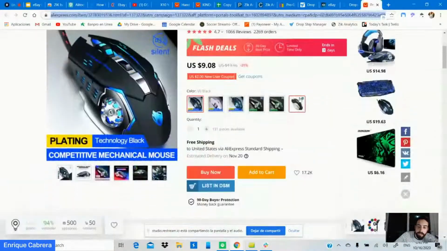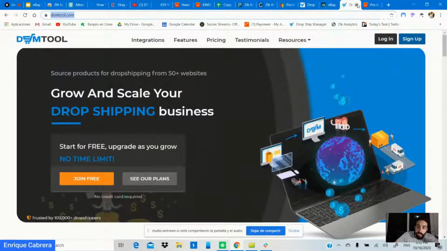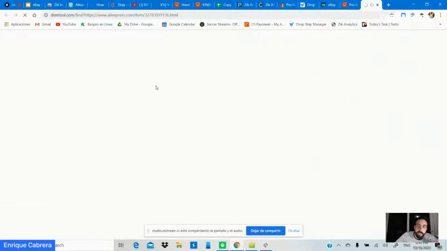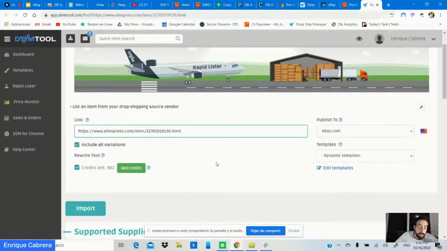Let's see here. Perfect. So if I want to list this product, because it's a great product, if you have the Google Chrome extension from DSM Tool, and you'll need to have DSM Tool available, then you can pretty much go to the Rapid Lister and list it right away. Doing it manually takes more time. This is the most automated way you can go about it, and this is using our DSM tool.